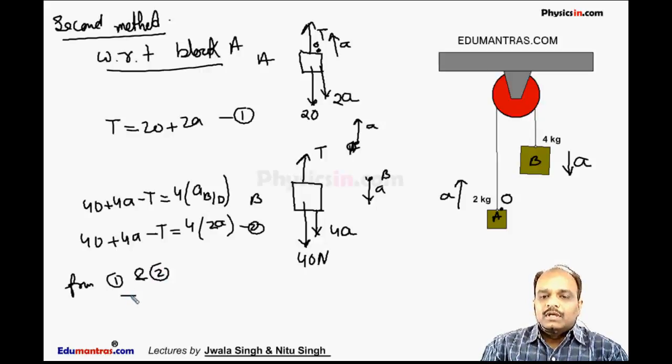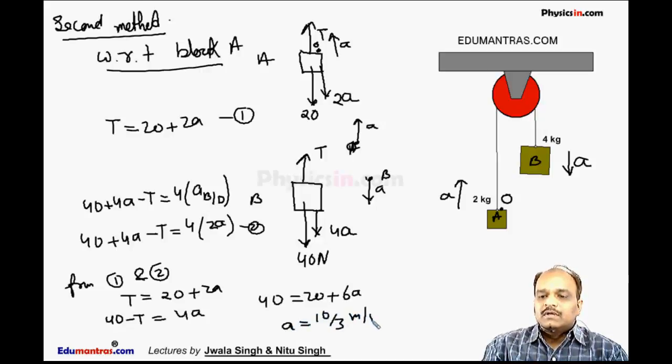So from first and second, we get T is equal to 20 plus 2A, and from here we get 40 minus T is equal to 8A minus 4A, that is 4A. Now if we add these two, we get 40 is equal to 20 plus 6A, or A is equal to 10 by 3 meter per second square. So this is the acceleration of the block with respect to ground.